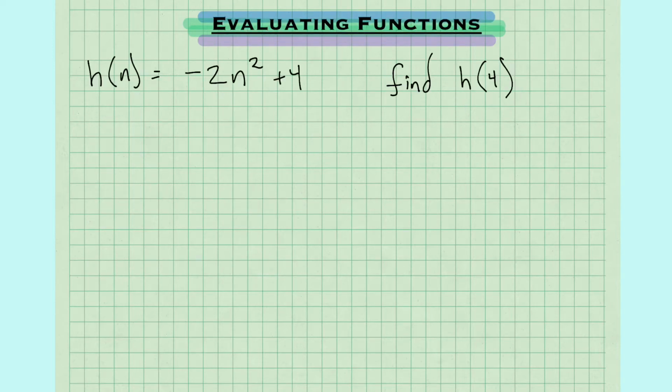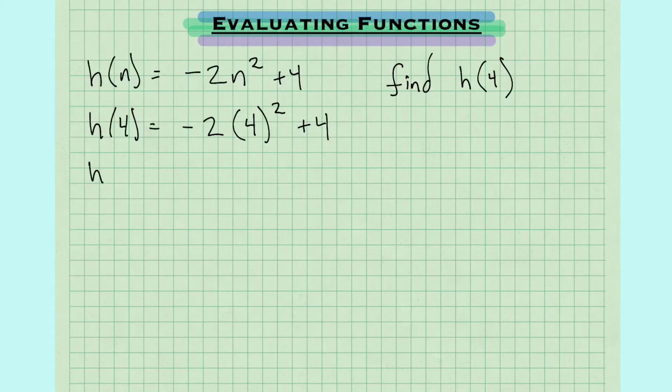All right, h of n equals negative 2n squared plus 4. We're going to find h of 4. So we have h of 4 equals negative 2 times 4 squared plus 4. Once again, I want to point out that wherever we have our variable n, we're replacing it with the number 4. So we want to put parentheses around wherever we're working with the variable, to keep you from making mistakes.